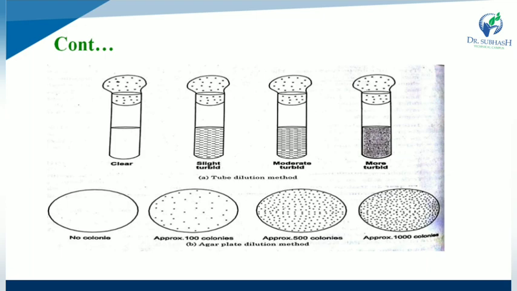The second is where approximately 100 colonies are formed. Next, approximately 500 colonies are formed, and the last is where approximately 1000 colonies are formed.